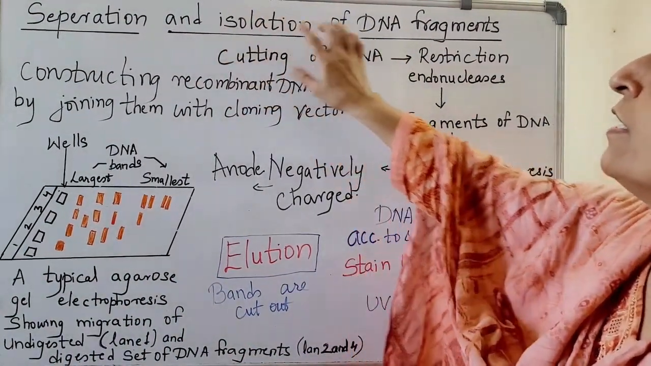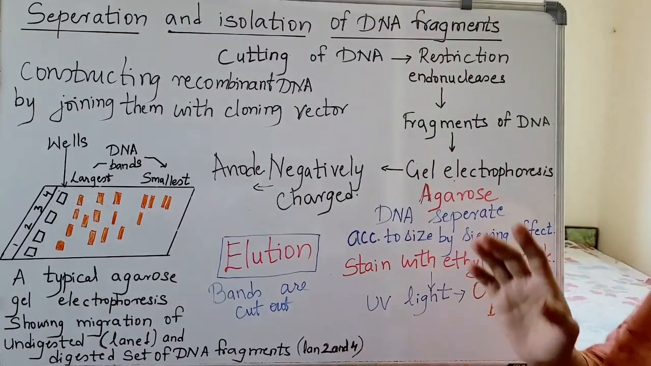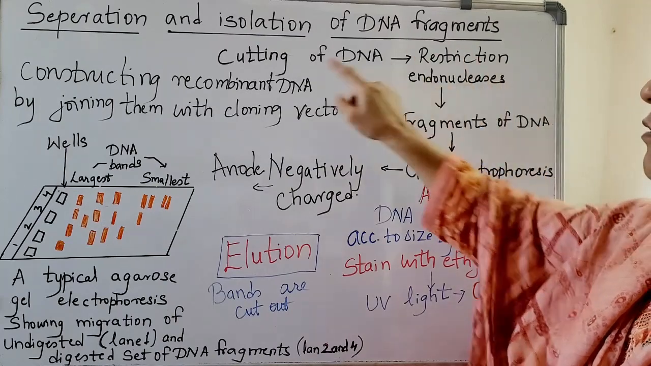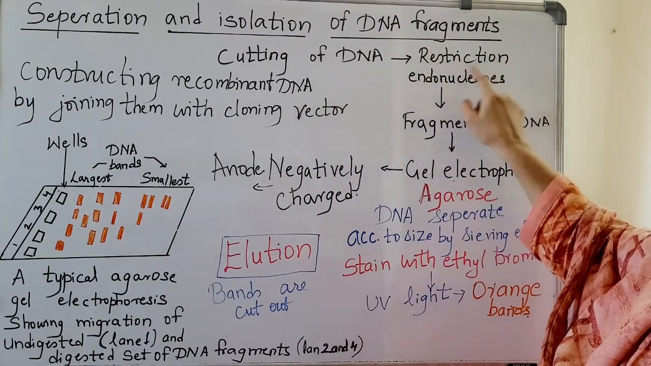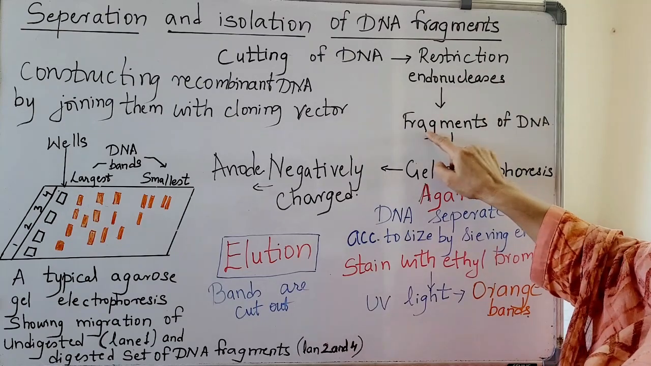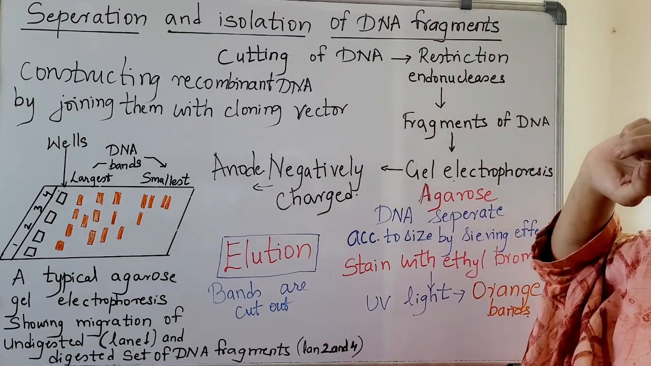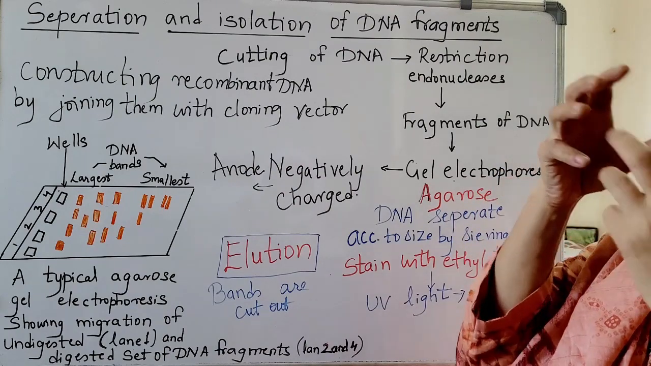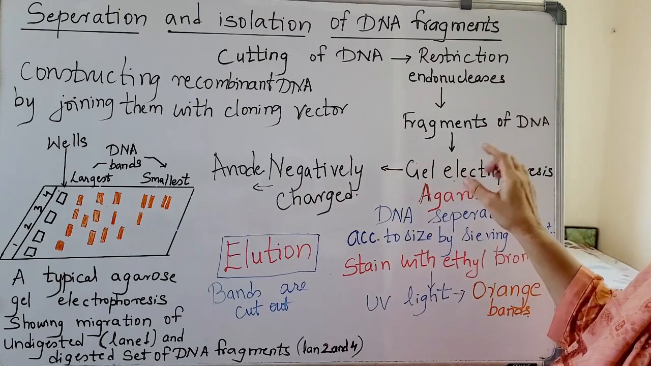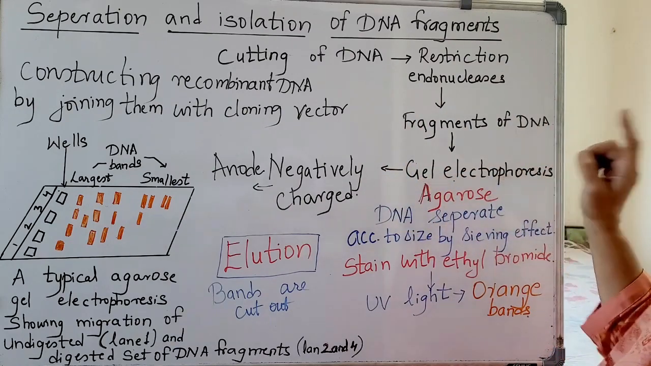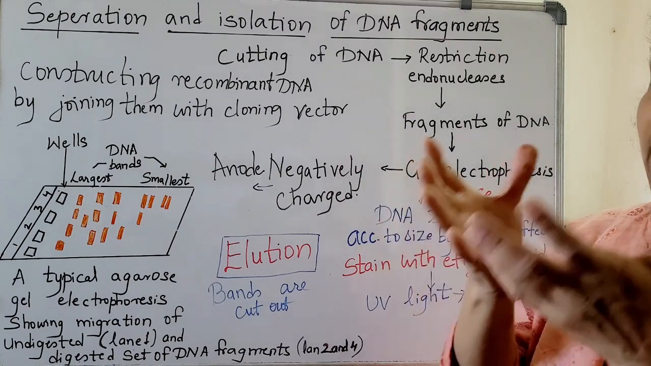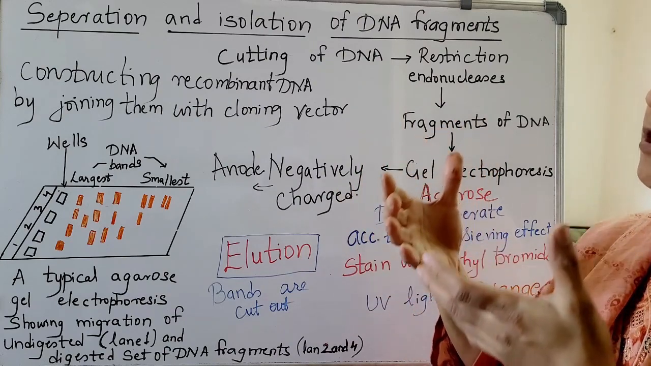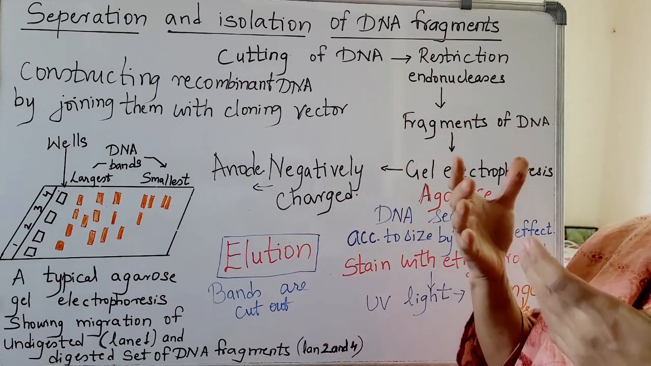Now, separation and isolation of DNA fragments. You have got the DNA fragments with the help of restriction endonucleases. Cutting the DNA with restriction endonucleases gives you fragments of DNA. Now you have to separate those fragments which can be put into the vector and utilized. This is done by gel electrophoresis. Agarose gel is put in the tray, and the DNA spreads in the gel and then it can be separated.